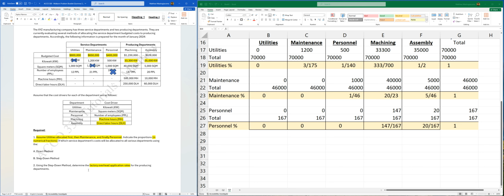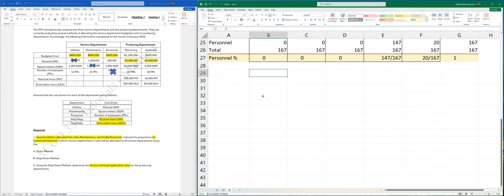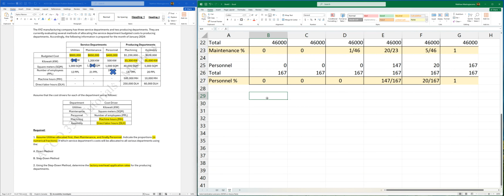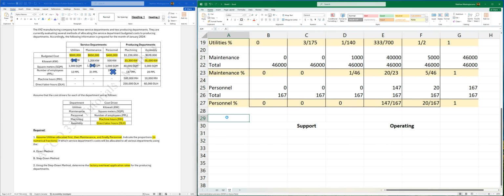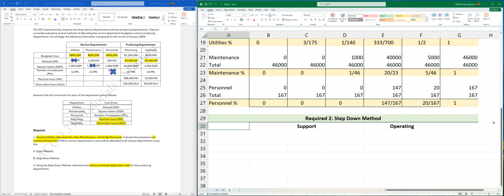Well, to do that, guys, you need to build your cost allocation board. So this was the proportion matrix. Now let's go build the cost allocation board. We're doing it for the step down method, so let's build our board here. I'm going to put support operating. We could put here required 2. Step down method.